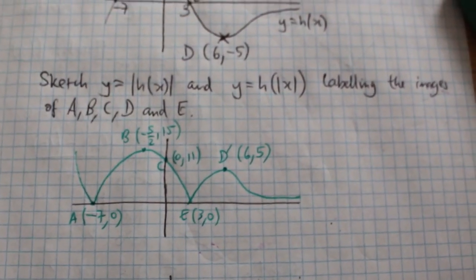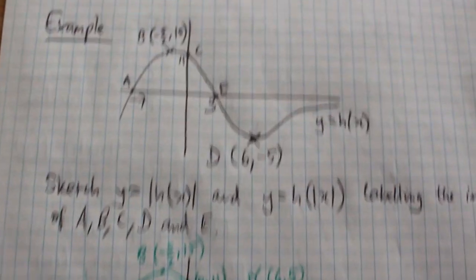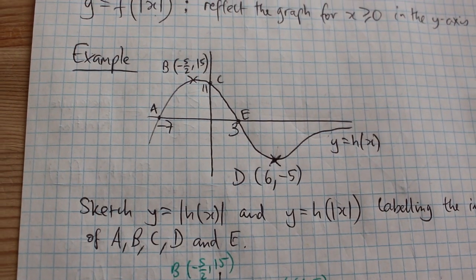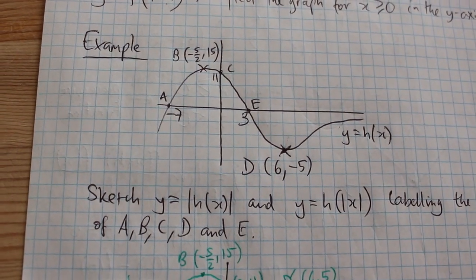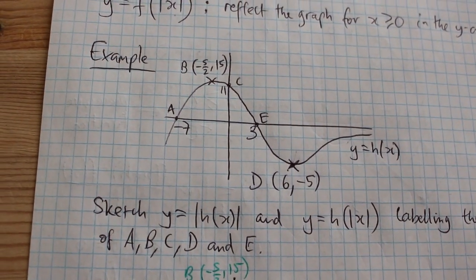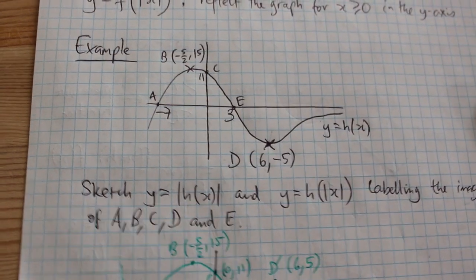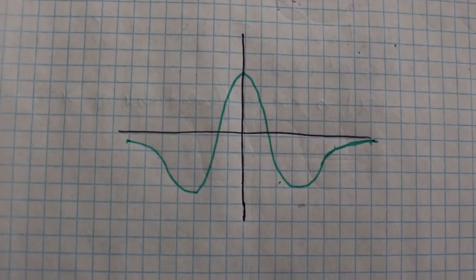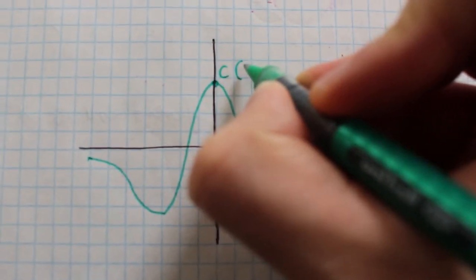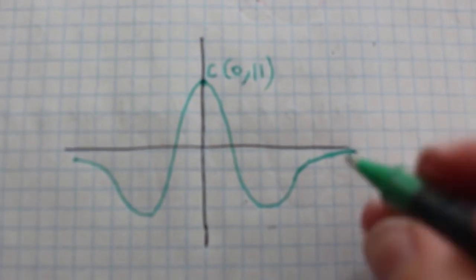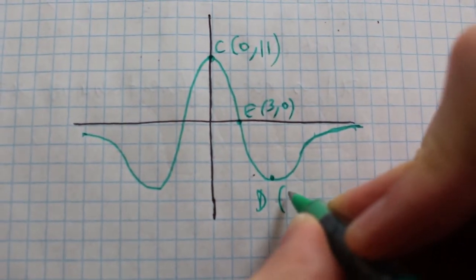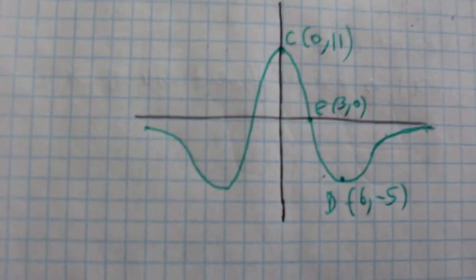Okay, let's now draw y equals h of the modulus of x. So this time we're going to reflect the positive part of the graph. So that's this part here in the y-axis. So we're going to get, it should be symmetric, it's not quite symmetric, but something like this. So the point C stays in the same place. The point D and E also stay in the same place. But now A and B move.